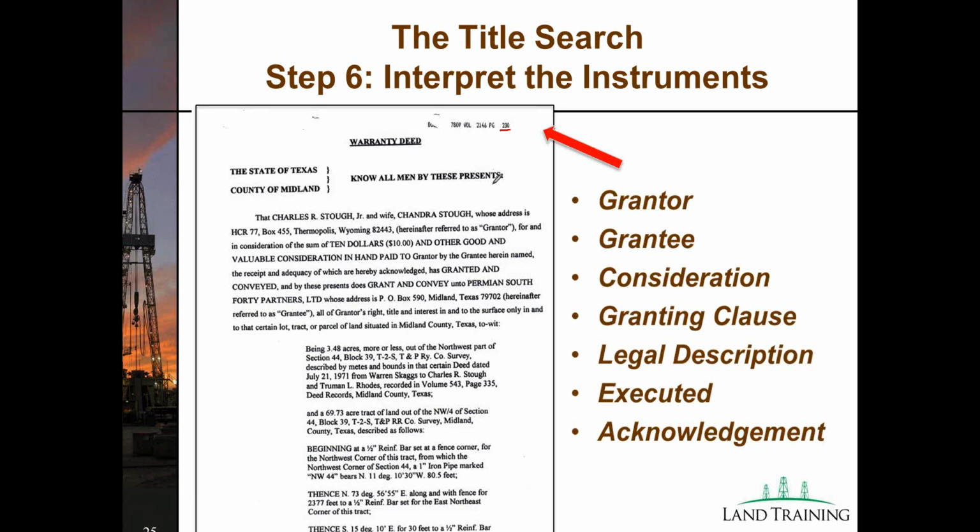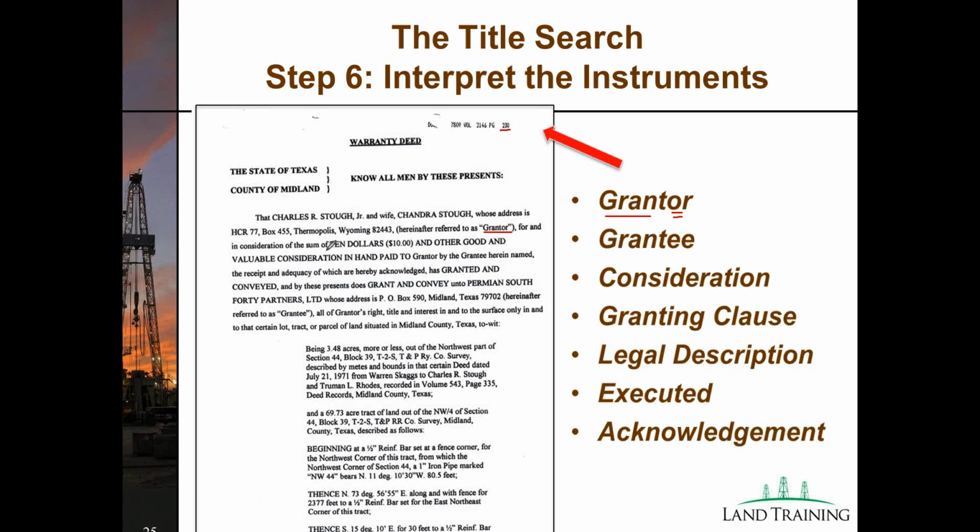And the first thing I'm going to do is make sure that this is a legal document. In order to be a legal conveyance, you have to have a grantor. In this case, that's the owner. I usually use this as a crutch: the owner of the property is the grantor. And so Charles Stow and wife Chandra Stow, and they say clearly it's grantor.